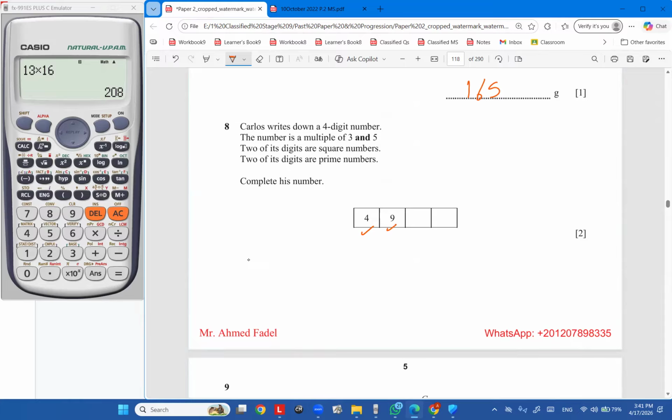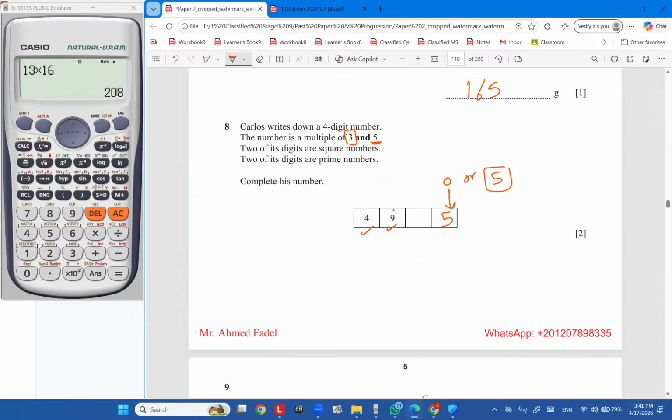Complete his number. So they told you that it is a multiple of 5 and 3. So a multiple of 5, then it must end with a 0 or 5. But they told you the other two are what? Prime numbers. The 0 is not a prime number, the 5 is a prime number, then it must be a 5. Okay, but they said it's a multiple of 3. So I need to add all the digits up and they must add up to something that is a multiple of 3.